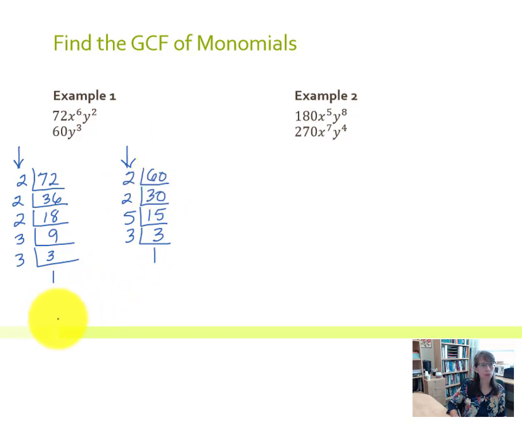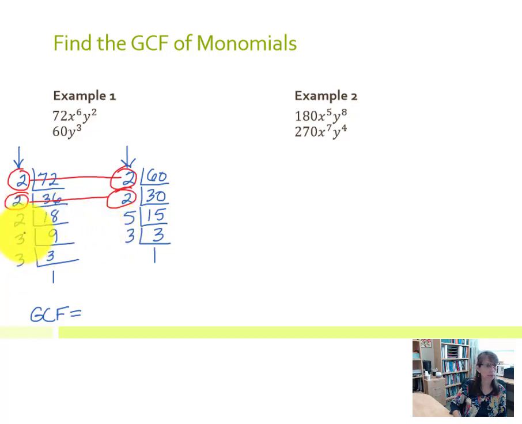In order to build our greatest common factor, I'm making a comparison of the factors between 72 and 60, and I want to know what is in common. So I'll start by circling what factors are in common. So 2 is in common with 2. Here's 2 again, in common with 2. Is there another set of 2 that's in common? It doesn't look like it, so I'm not going to circle another 2.